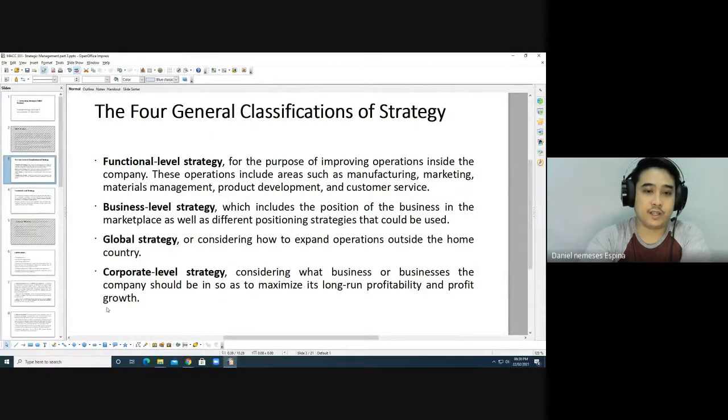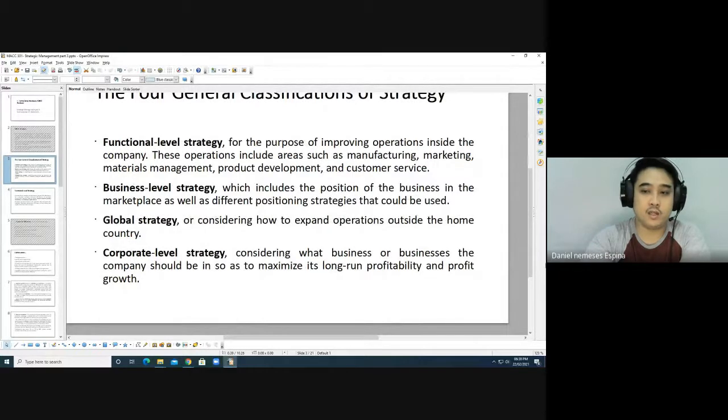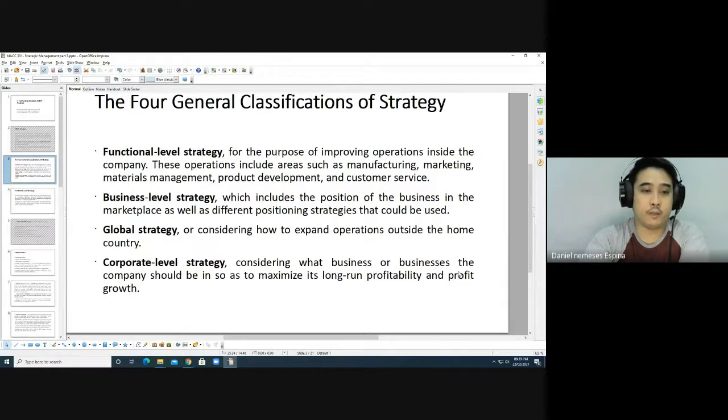And then the last classification is called the corporate level. So these are the specific strategies that the company will do to maximize the long run profitability and profit growth. So the emphasis is on the long run profitability. So these are strategies where the business does not only benefit temporarily, but the benefit will extend for a longer period of time.